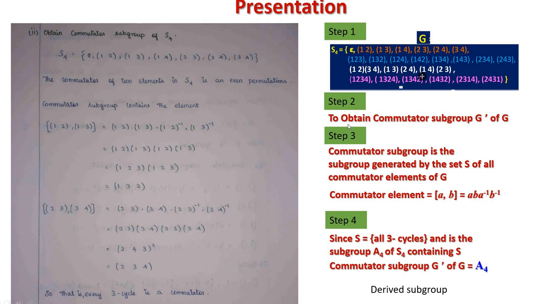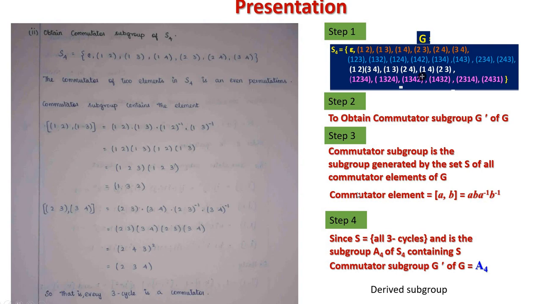And in step 2 you have to tell what is given and what is to be proved. Here you are going to obtain the commutator subgroup G prime of G. What is G? G is S4. And you'll have to write the definition. As mentioned earlier, you have to write the definition and how the commutator element is defined.